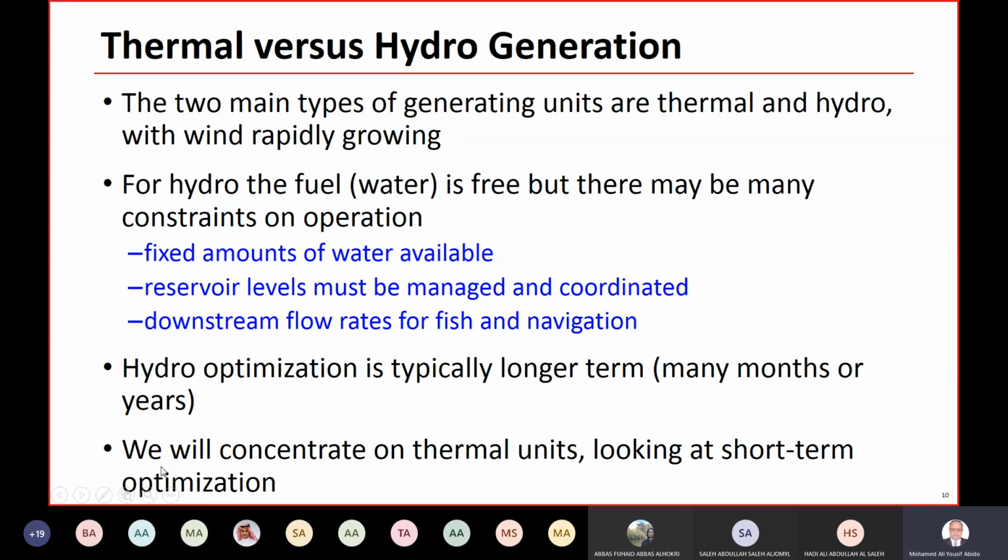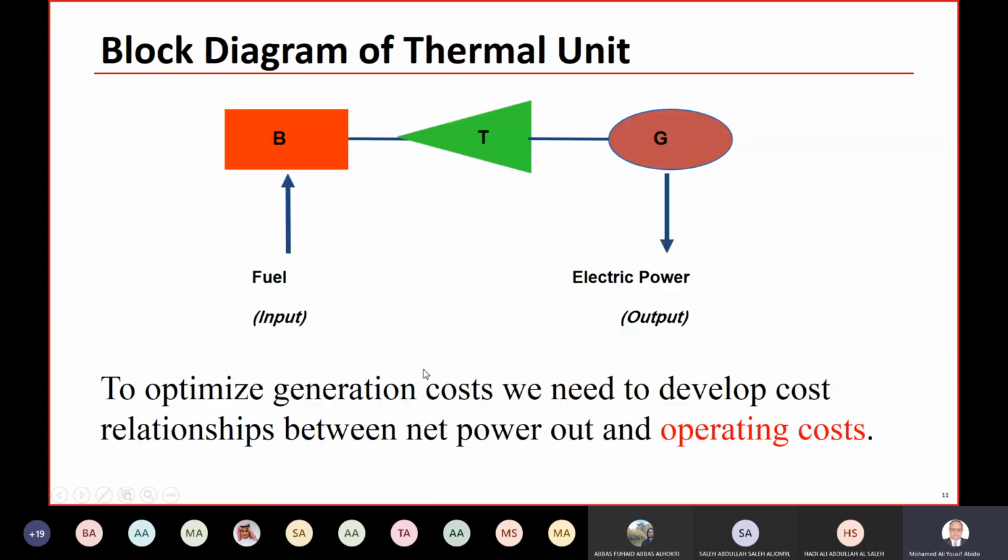Few months and years. We will concentrate on thermal units. Of course, in the Kingdom we have only thermal units and gas units. This is the case here.